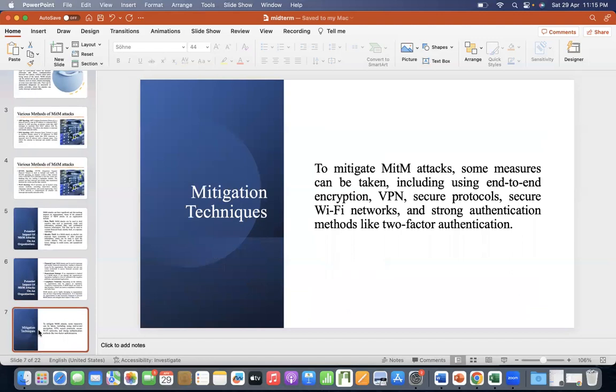For mitigating man in the middle attacks, there are many measures like end-to-end encryption, VPN, secure protocols, secure Wi-Fi networks, and strong authentication methods like two-factor authentication.